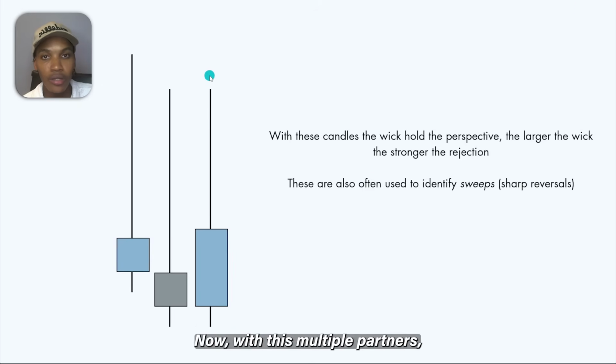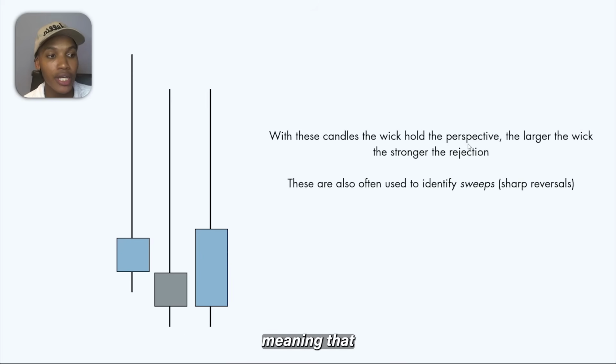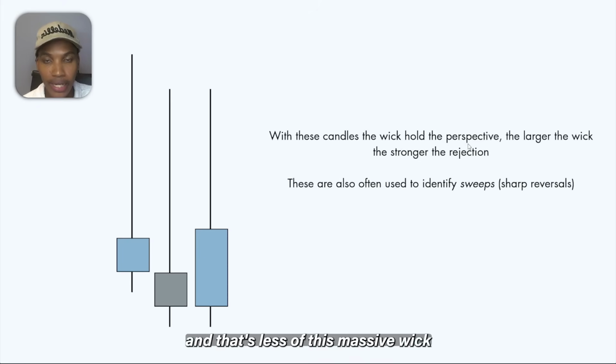Now, with this, multiple power transfer candles can stack together to create a very strong reversal. As you can see, this wick shows you this perspective that there are stronger reversals happening on the lower time frame, meaning that even though price does want to reach a certain objective, it's getting denied, and that leads to this massive wick that we can also identify as sweeps.